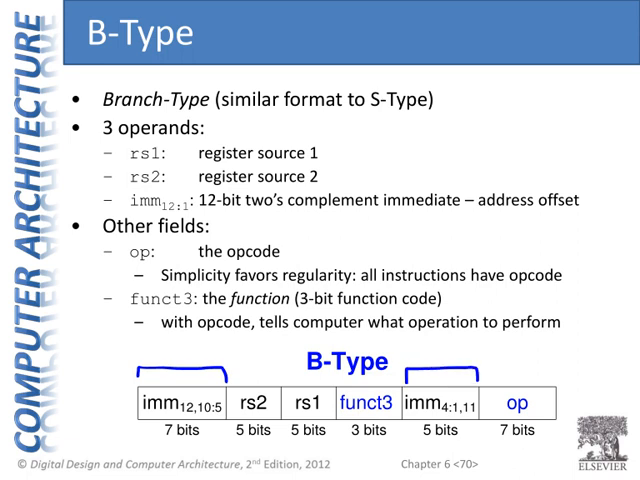We have an RS1, so register source 1, register source 2, and we have an immediate here, a 12-bit 2's complement immediate. It's the address offset. So we'll talk about what that means, address offset, in a minute. And then we also have this opcode and function field, function 3. So the fields look very similar. It's just that these immediates are kind of odd.